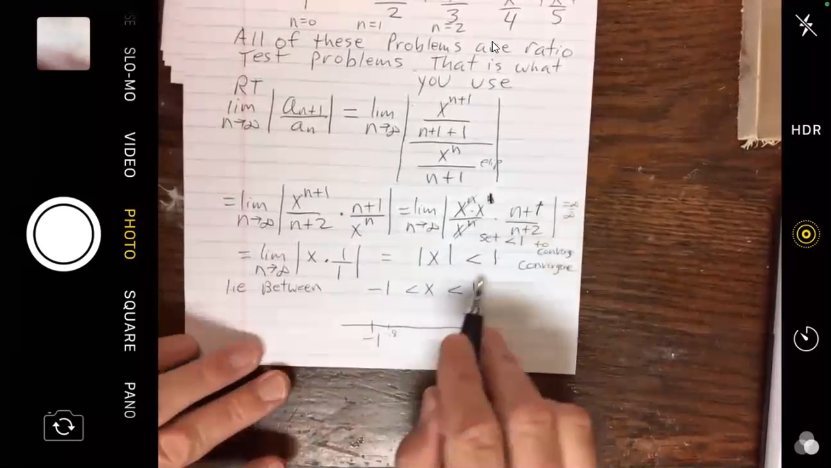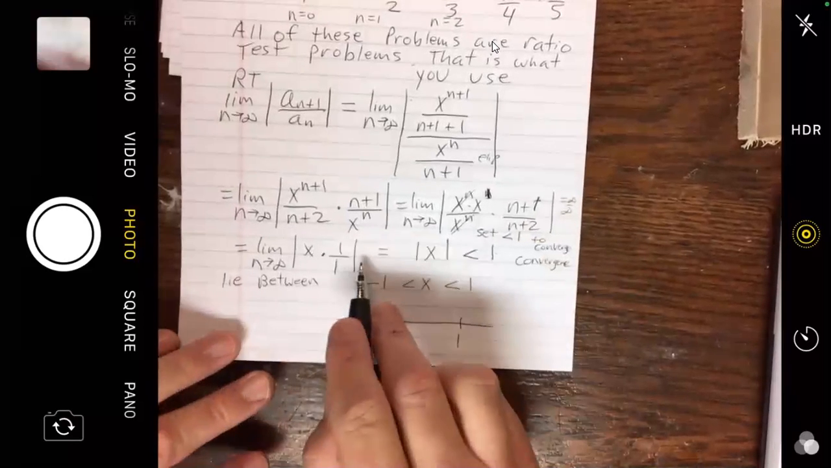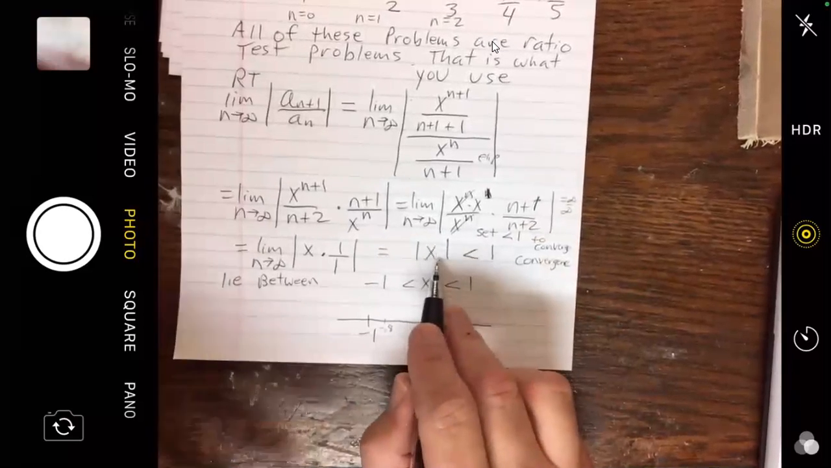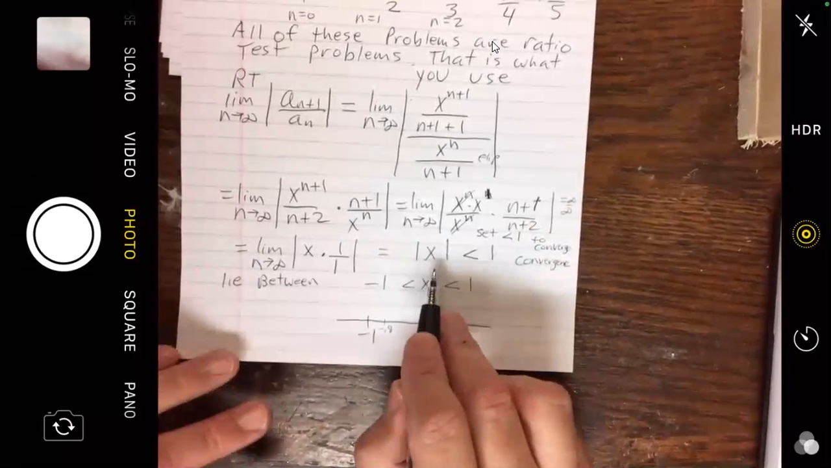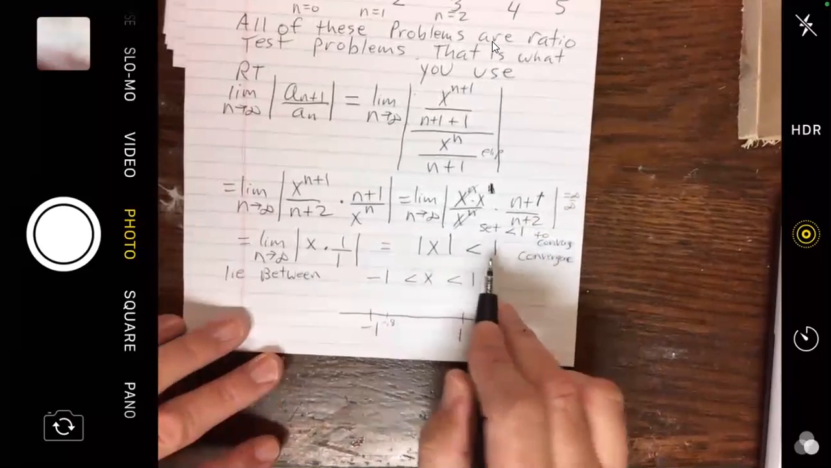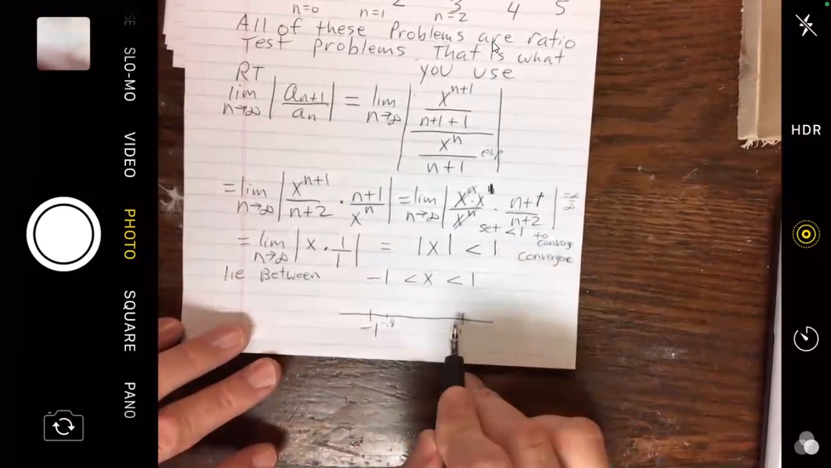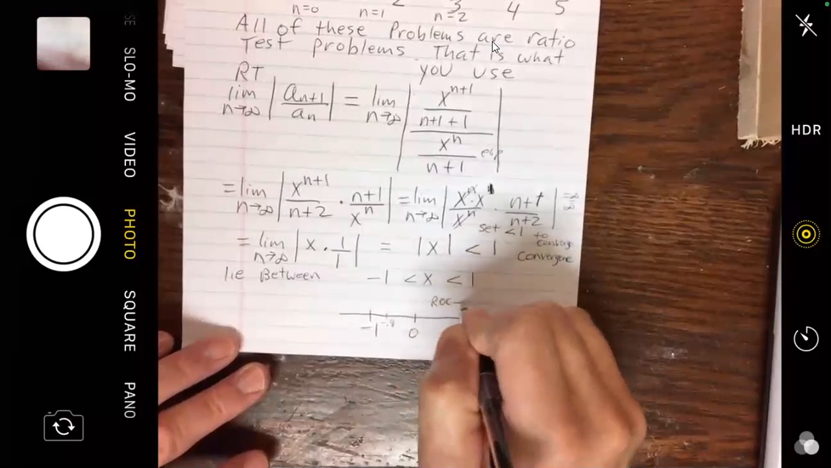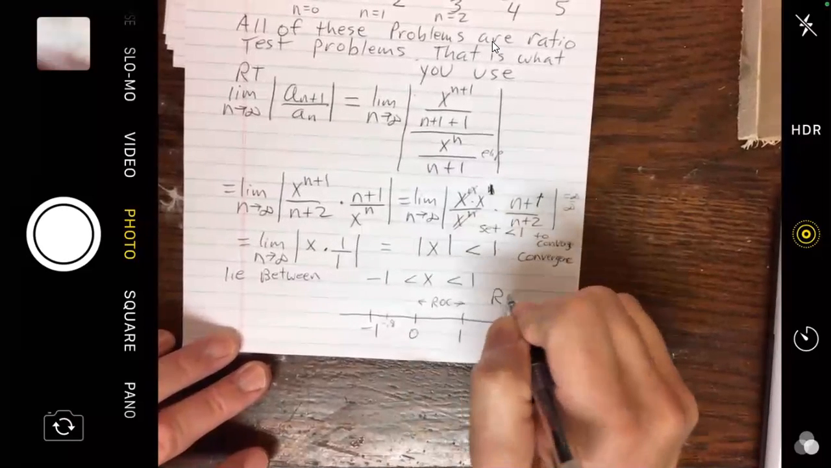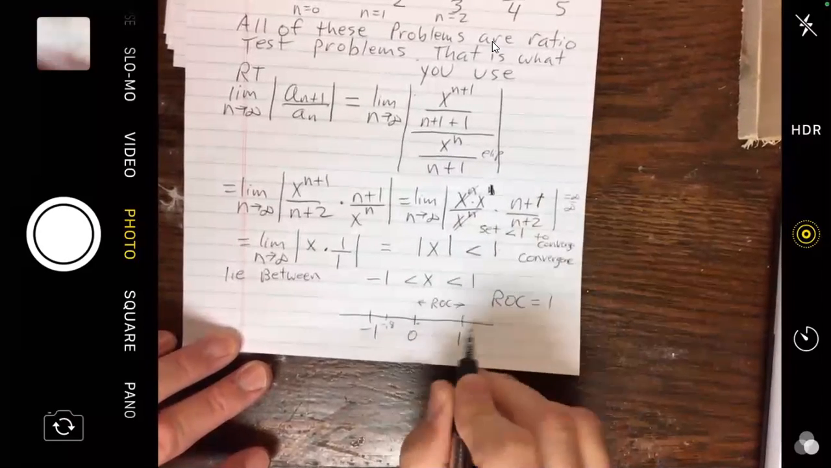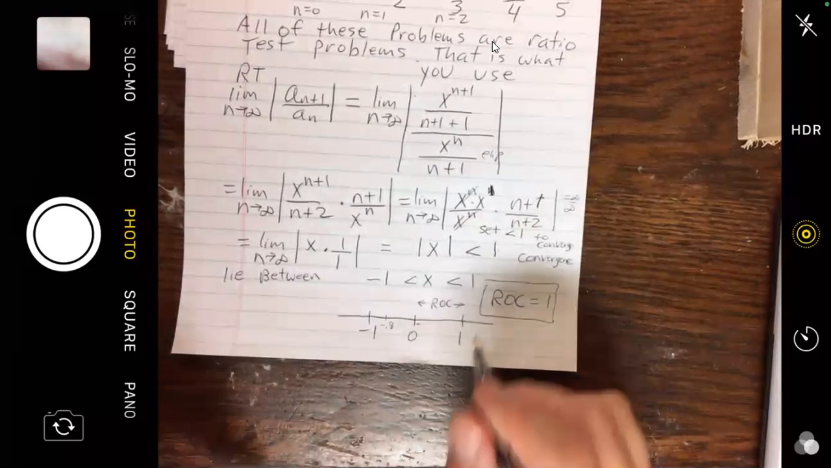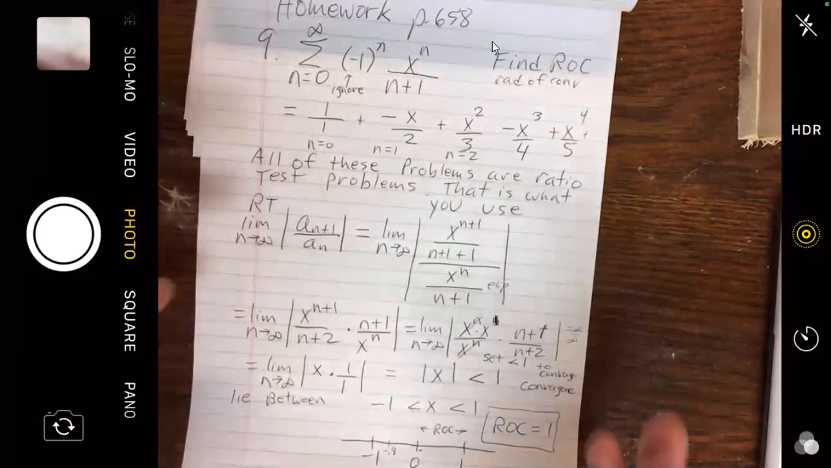Everybody see, you're kind of laying out. However your ratio test works out, you're going to set it less than 1. Some are more complicated. This one's easy enough. It's a straight x, but some are more complicated further down, trust me. And so you're going to lie between -1 and 1. You can now get your ROC. See, 0 is in the center. Your ROC is 1, and that's all they asked for. Distance between 0 and 1, your ROC is 1. And if you wanted to quit and do exactly what they asked for, you're done.